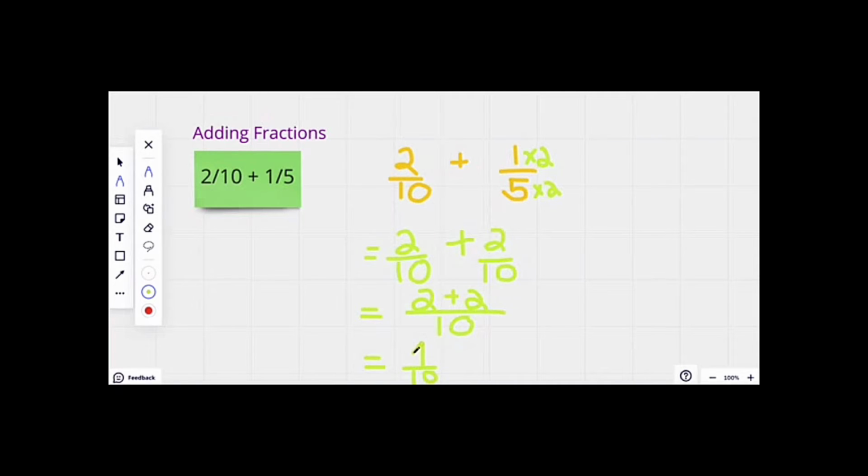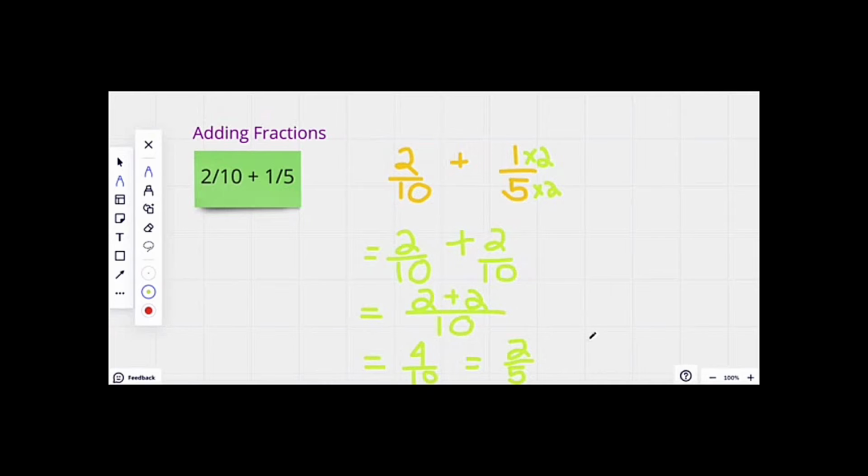Now if you were asked, okay, can it be reduced further? Can you look at this number that we got and can we make it even smaller? Is there a number that can be divided into both of those? Is there a timetable that can give us a 4 and that timetable can give us a 10? Okay, the answer is yes. We've got the 2 times table. 2 times 2 equals 4, and 2 times 5 equals 10. So we can actually reduce 4 tenths down to 2/5.